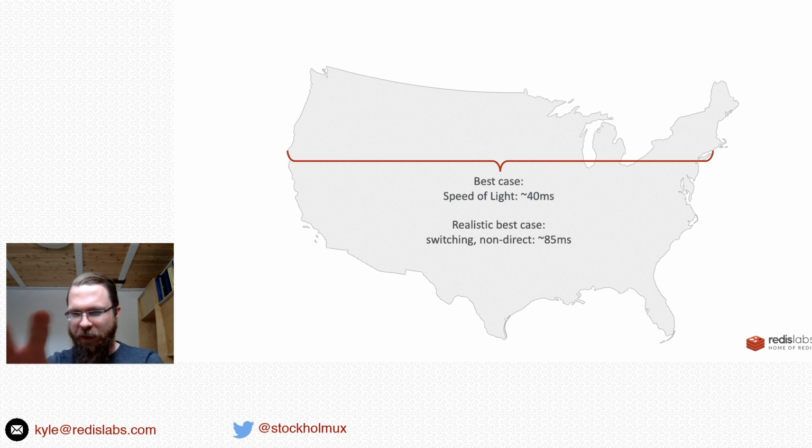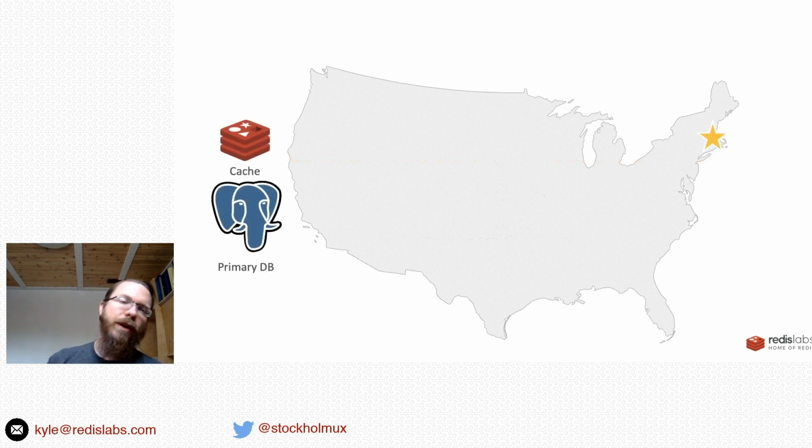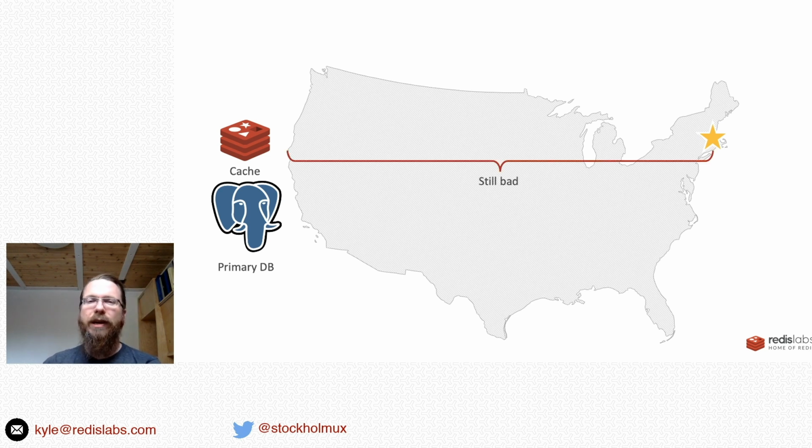Now, let's zoom this in a little bit and talk about how this might work with Postgres and Redis. So let's say you have on the West Coast your Postgres primary database and the cache, and you have a user in Boston. Okay, so what's the difference here? Well, every time they do this, it's a bad response time, even though it is cached.